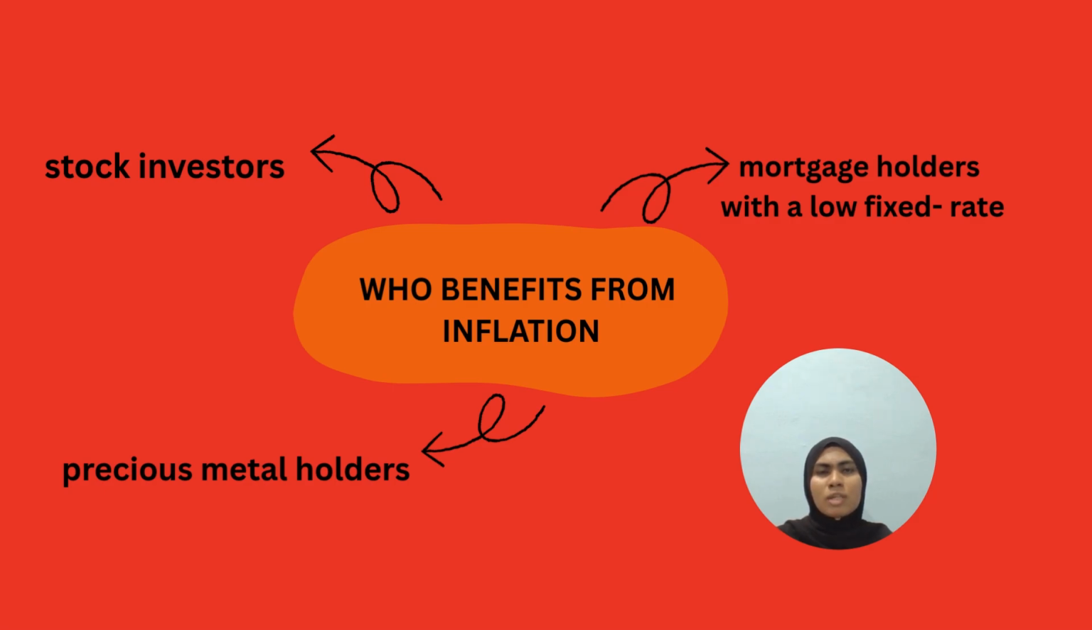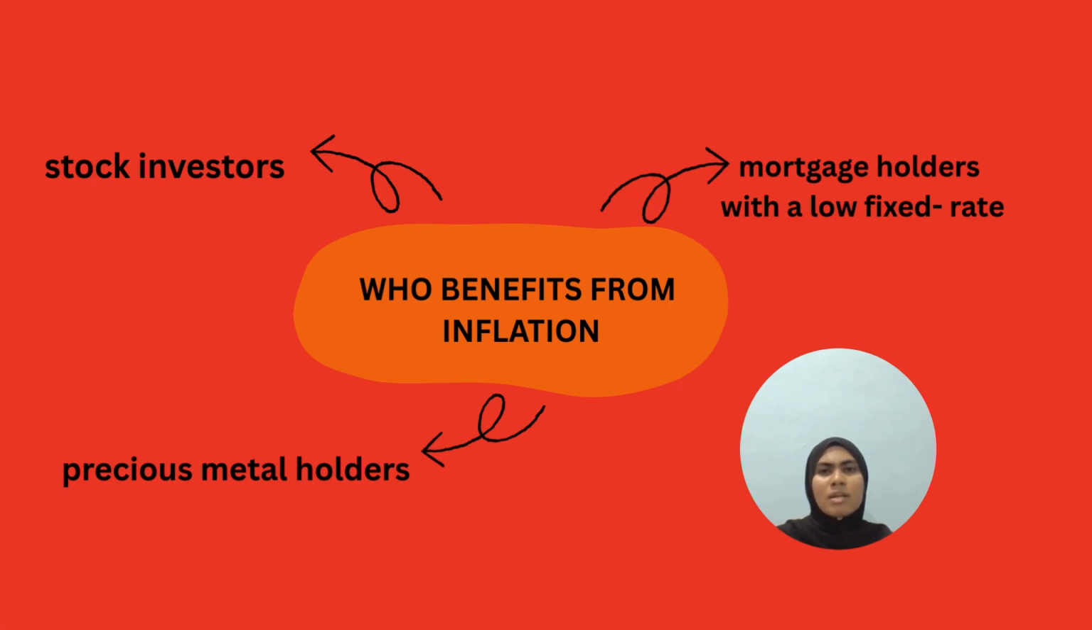Secondly, mortgage holders with a low fixed rate. A fixed rate mortgage means the monthly payment remains the same throughout the loan period. As inflation rises and the value of money declines, these homeowners continue paying the same amount.